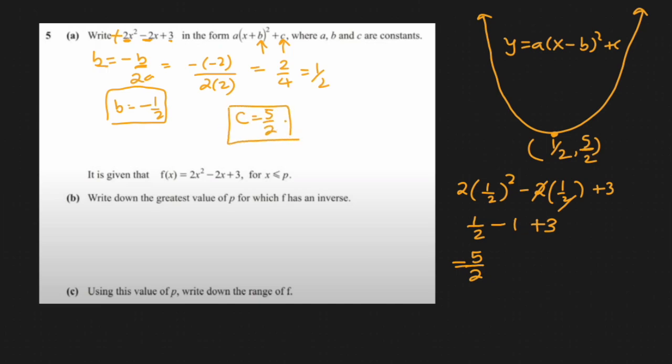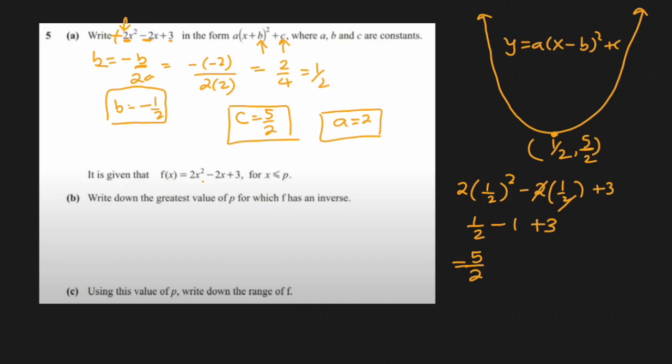And now what is left? a is the one left, and a is always the same as the coefficient of x square in the general form. So a comes out to be 2. This is the best way of doing it. There are other ways of completing the square, but I like this one.